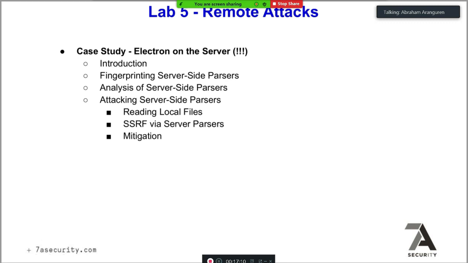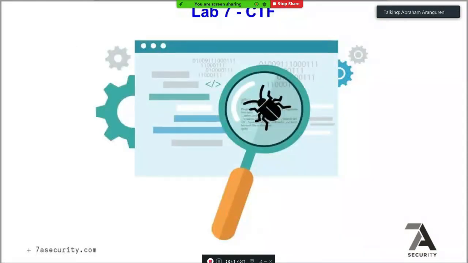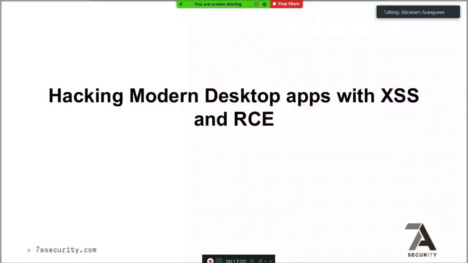And in this lab, we go through how to first fingerprint what the server is doing, and then how to attack the parser. And then given that it's Electron, how to attack that. So this is a pretty cool attack. Then there's another lab on local attacks with privilege escalation, and at the end, another CTF. So with that, hopefully I gave everybody enough time to register to the training portal. And now we're going to start with the actual content of the workshop today.